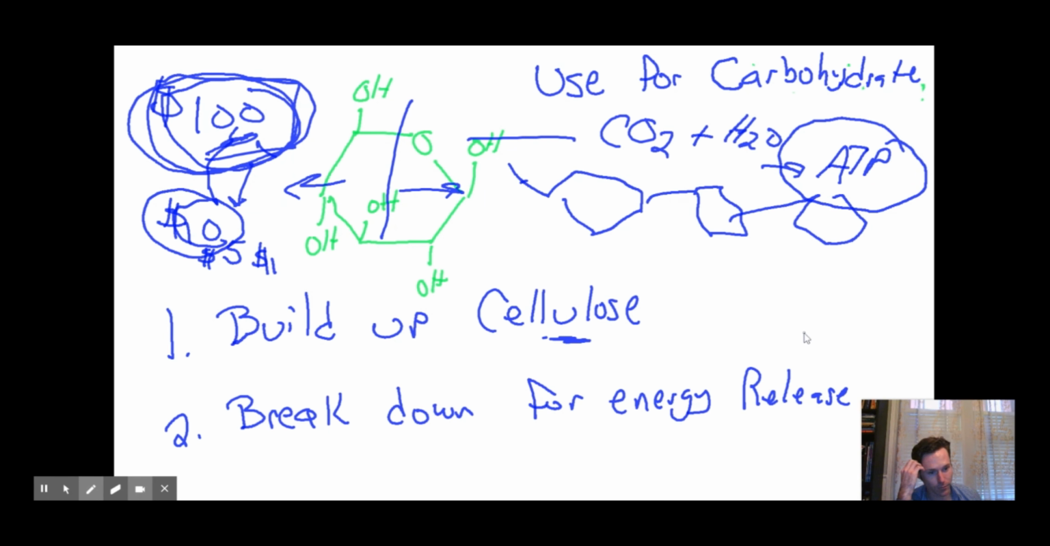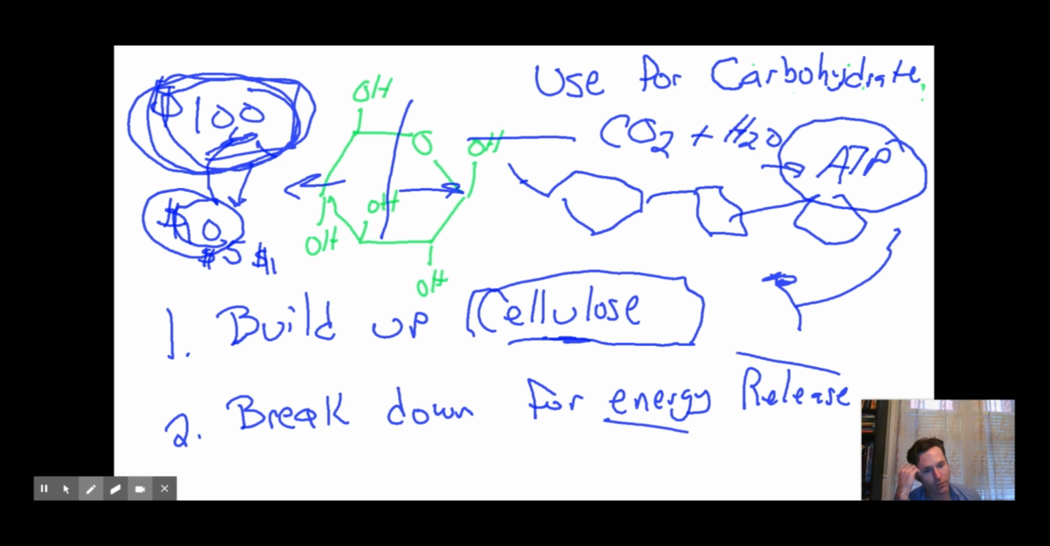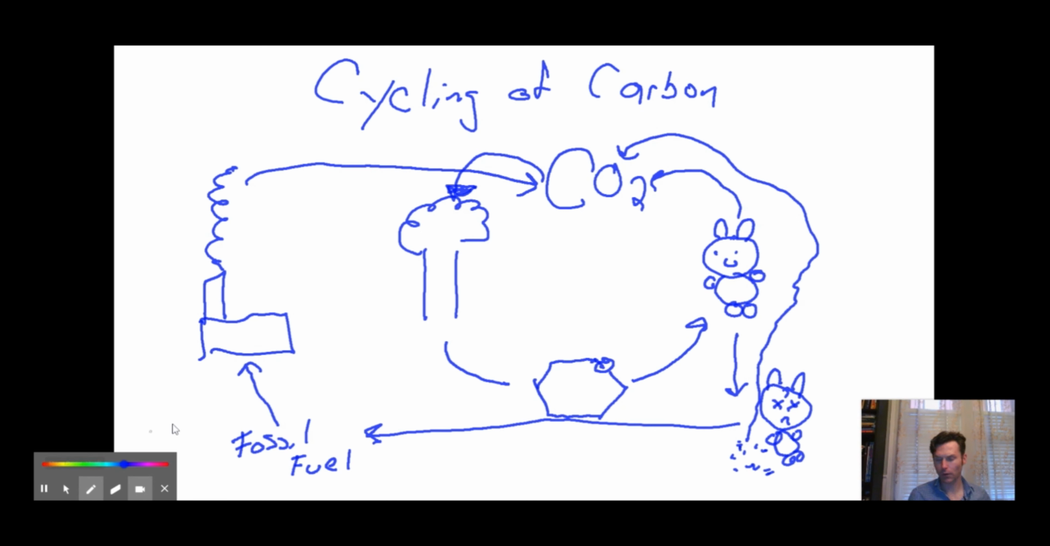So like if it needs to throw some trash out, it uses a little bit of ATP to push that trash out, stuff like that. Okay. So two purposes for this carbohydrate within the plant is it can either build cellulose or it can be used to release energy and ultimately make ATP. Cool. All right, so the last thing I'm going to talk about in this video is the cycling of carbon and the role that photosynthesis plays in that specifically.